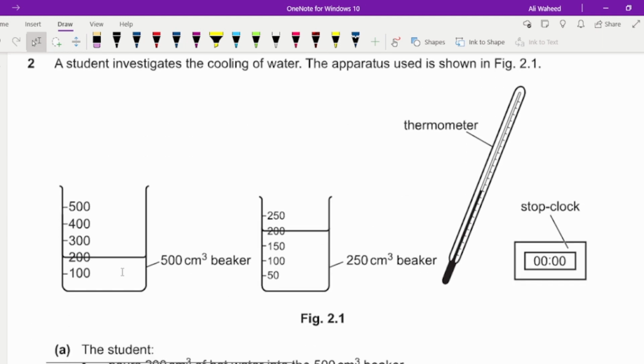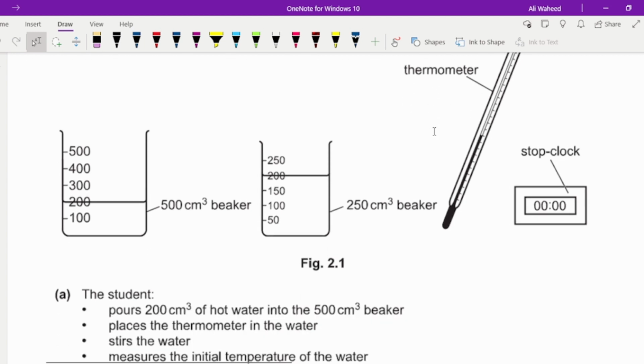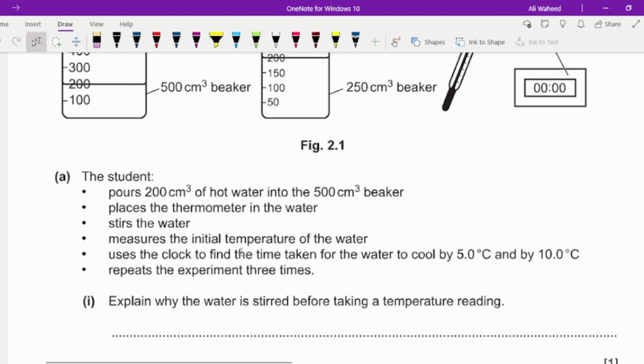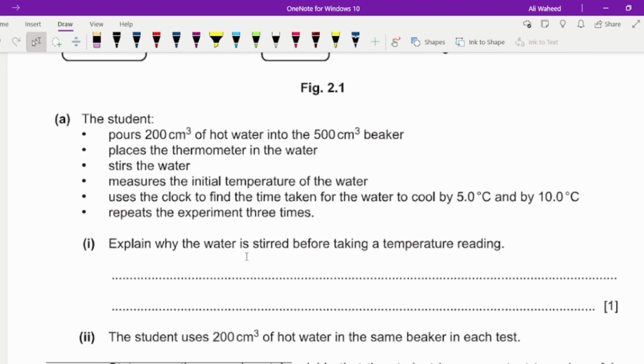A student investigates the cooling of water. The apparatus used is shown in figure 2.1. The student pours 200 cubic centimeter of hot water into a 500 cubic centimeter beaker, places a thermometer in the water, stirs the water, measures the initial temperature of the water, uses the clock to find the time taken for the water to cool by 5 degrees Celsius and by 10 degrees Celsius, and repeats the experiment 3 times. Explain why the water is stirred before taking the temperature reading.